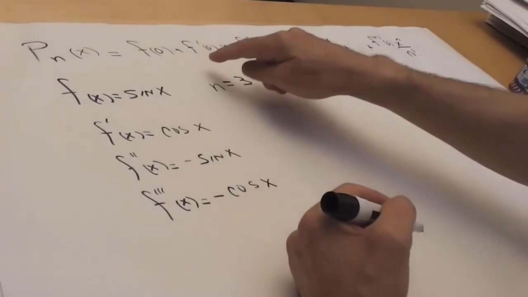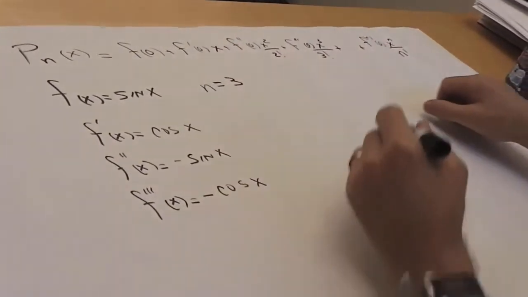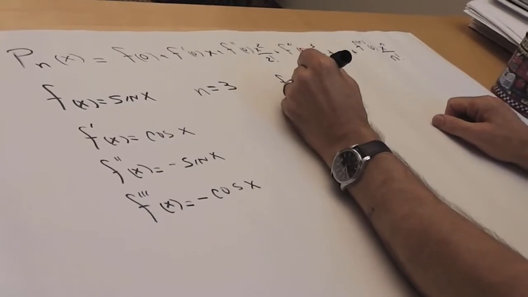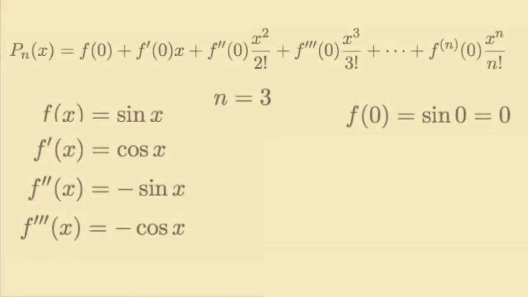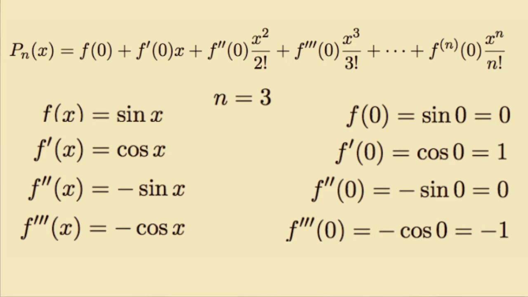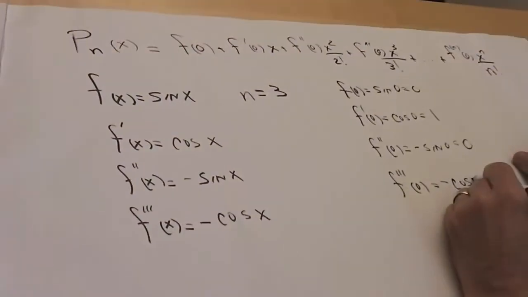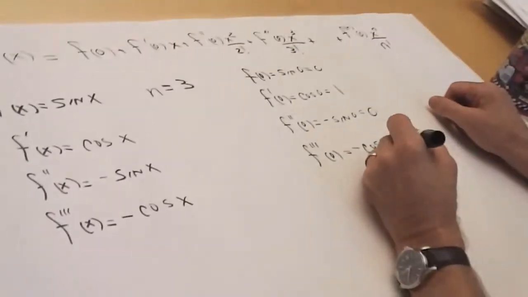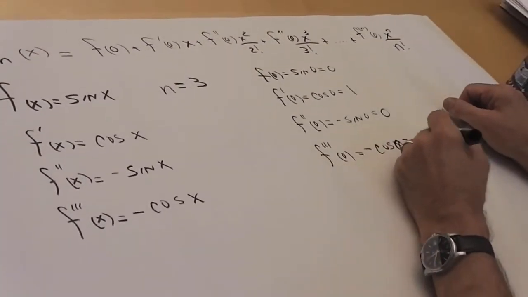Before we can put this into the formula, we have to evaluate each of these at 0. So we'll do that over here. F of 0 is the sine of 0, which is 0. F prime of 0 is the cosine of 0, and that's 1. F double prime of 0 is negative the sine of 0, and that's 0 again. And f triple prime of 0 is negative the cosine of 0, and that's negative 1. So now it's just a simple matter of putting this together.